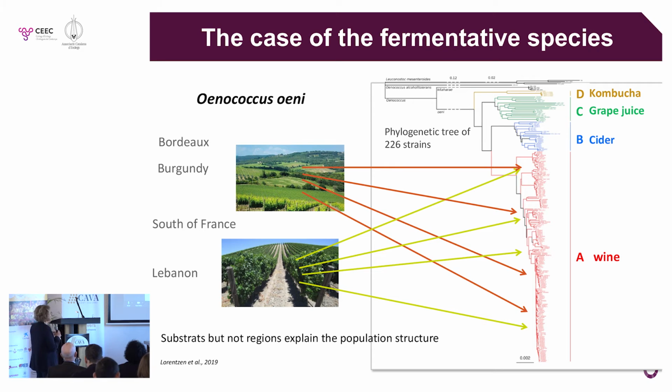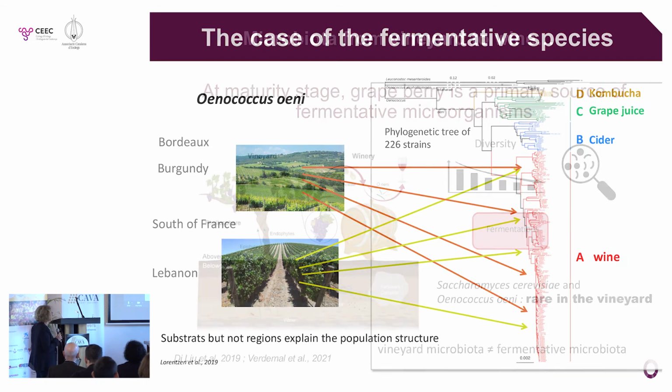It's more related to the origin of the substrate from which the strains were collected, probably in relation with some specific adaptation properties of the strain to cider, which are not the same as specific adaptation properties to wine and to kombucha, for example. So for Oenococcus oeni, a lactic acid bacterium, no evidence of the existence of biogeography.